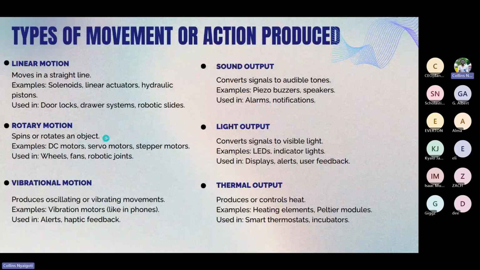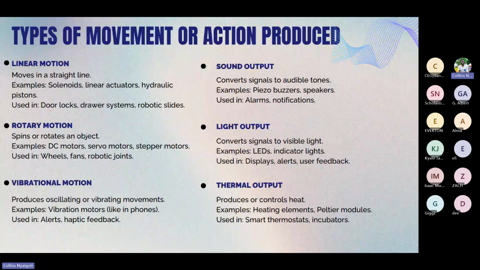Another type of action produced by actuators is sound output, converting signals to audible tones. These are buzzers, speakers, and are used in alarms. I think this is self-explanatory. Light output: these are LEDs or normal bulbs, which turn electricity into light. The bulb in your house is an actuator, even if you don't know it. They're used in displays, alerts, and other user feedback.